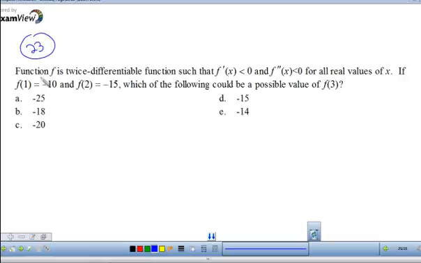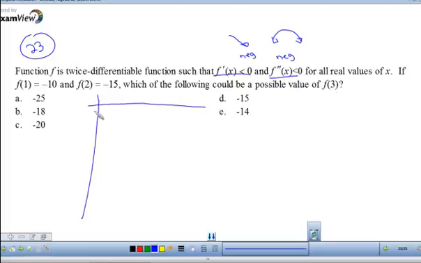Okay, so the function is twice differentiable such that the first derivative is negative and the second derivative is negative, so that means that it's decreasing and concave down for all real numbers of x. If f of 1 equals -10 and f of 2 is -15, which of the following could be a possibility of f of 3? Okay, a graph.